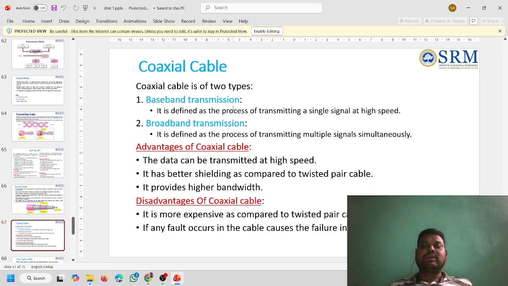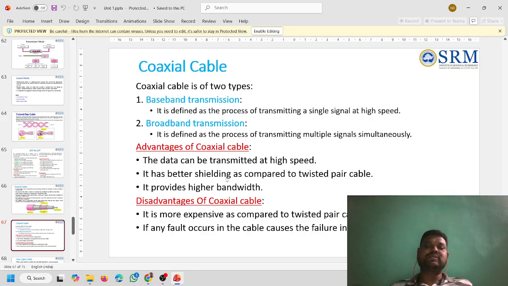Baseband is the process of transmitting a single signal at high speed, whereas broadband transmits multiple signals simultaneously. Application-wise, coaxial cable is mostly used for TV transmissions, cable transmission, or DTH signal transmissions. The advantage is that it can be used for high speed transmissions, has better shielding compared to twisted pair cables, and provides higher bandwidth.